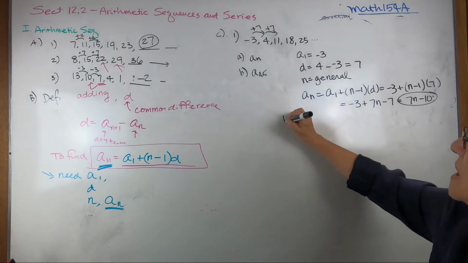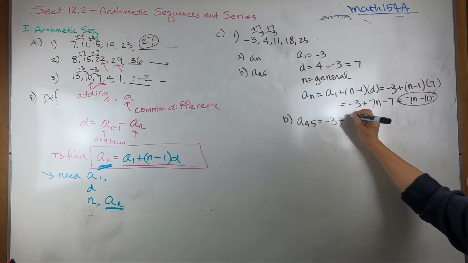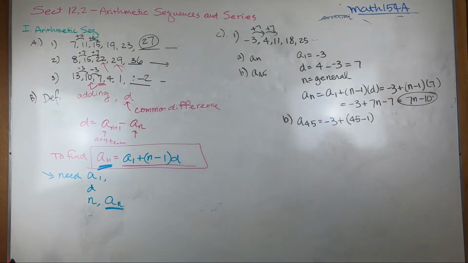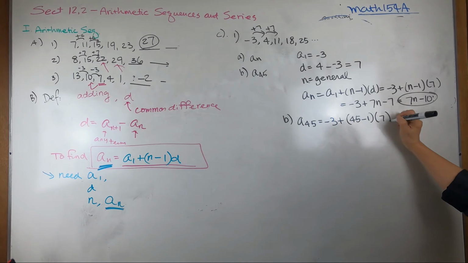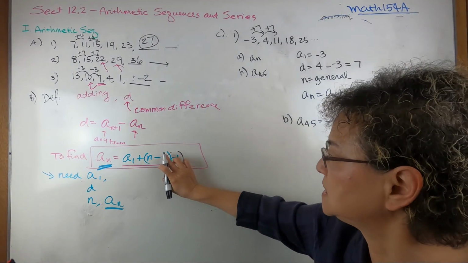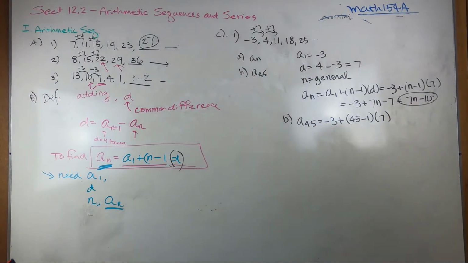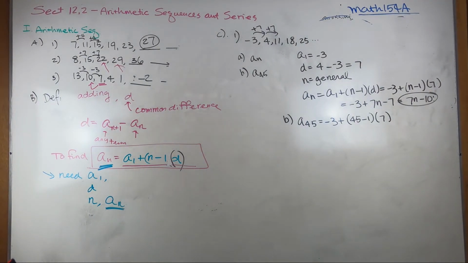Okay, then for the B, A45, what do we do? Which is the first term plus what? 45 distance away means 44. 45th position means 44 distance away, right? Times your D, that would be 7. Usually we put a parenthesis around D because just in case you have what? The D is a negative number, right? So we will do that way to take care of your negative sign.